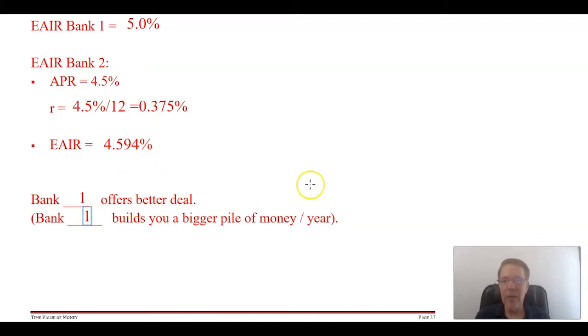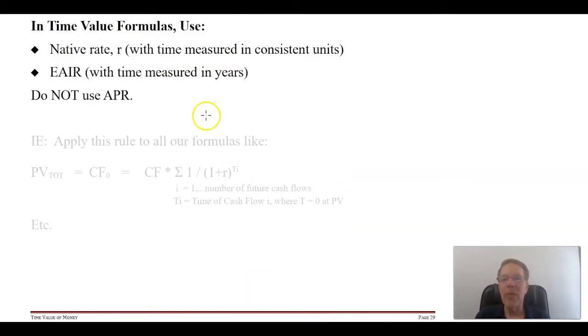And what's another way to think about it? Bank 1 is going to build you a bigger pile of money per year than Bank 2. Okay, some more thoughts on this. In our time value formulas, we always want to use our native rate R with our time measured in consistent units. We can also, whenever we want instead, use our equivalent annual interest rate with time measured in years. Either one is going to be fine.